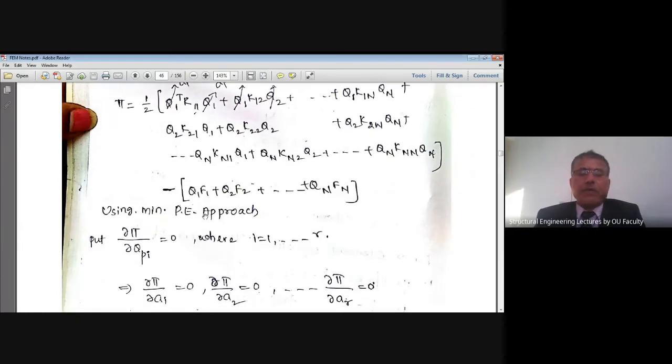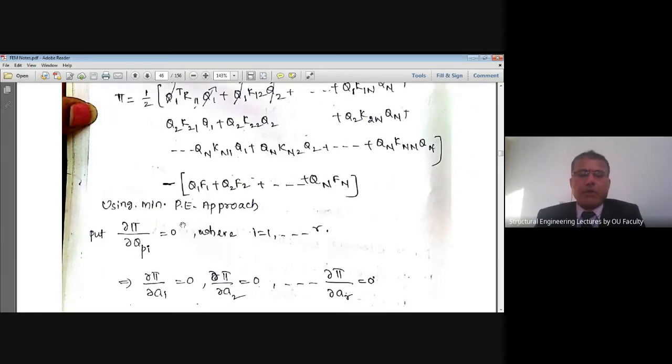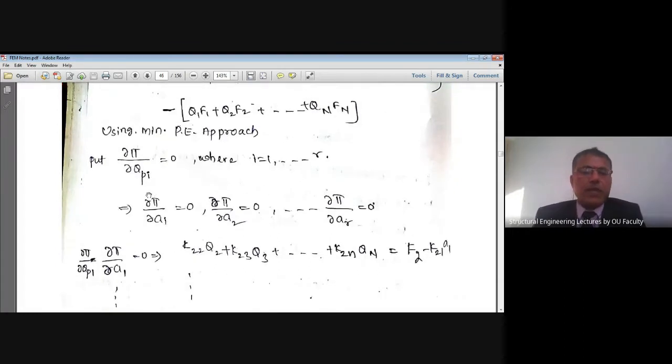However, if the body is in equilibrium, then we know the law of minimum potential energy applies. The differential with respect to the R independent degrees of freedom should be equated to 0, should be minimum, right? Then we say that ∂π/∂A1 is equal to 0, similarly ∂π/∂A2 is equal to 0, up to ∂π/∂AR is equal to 0, because A1 to AR are the independent constants. Later, R plus 1 to N are the dependent constants.